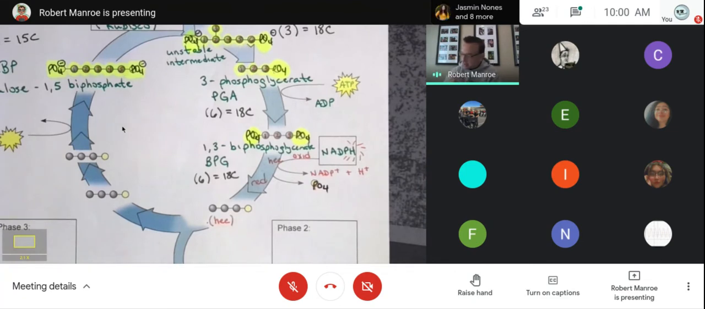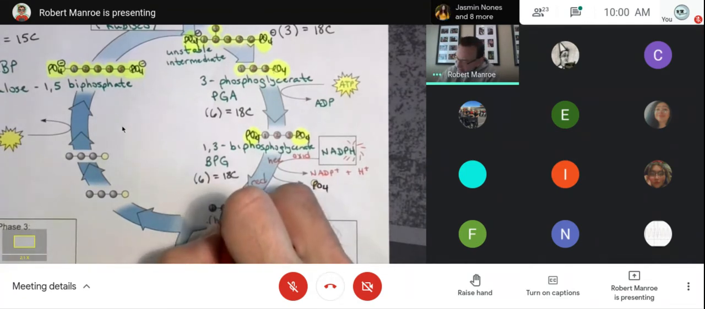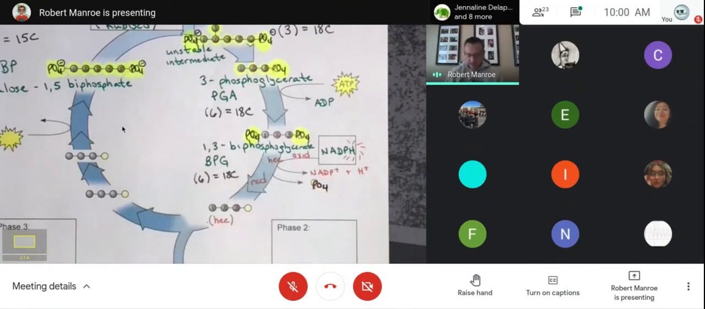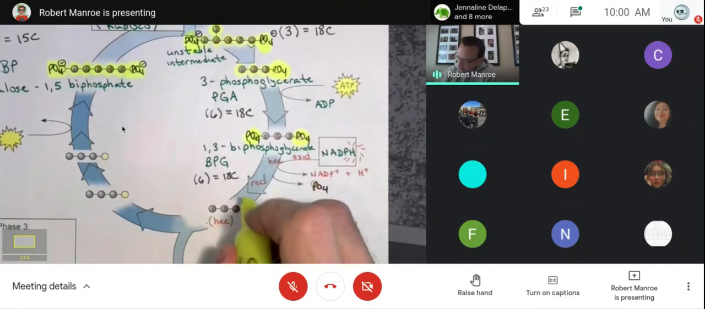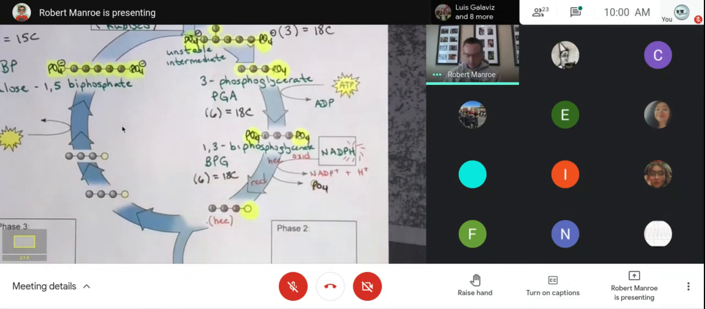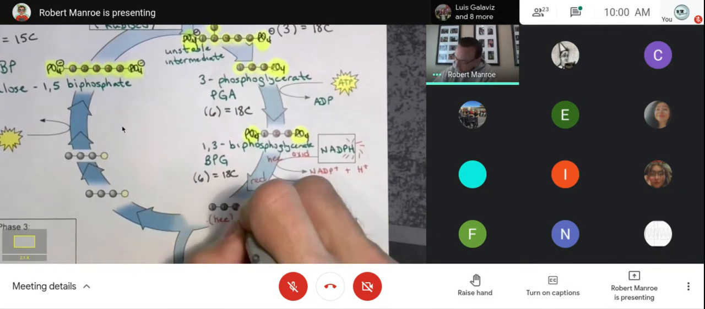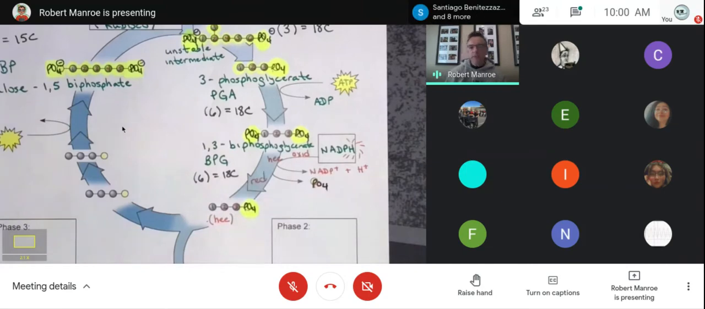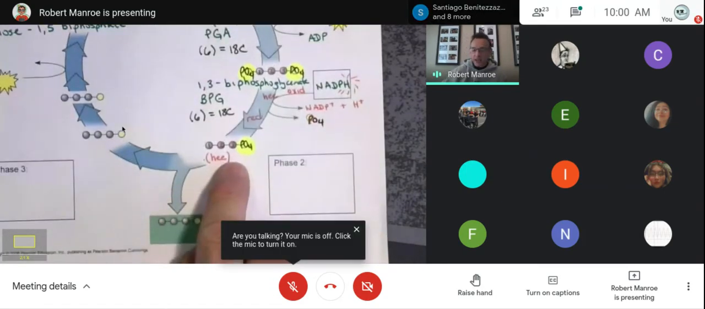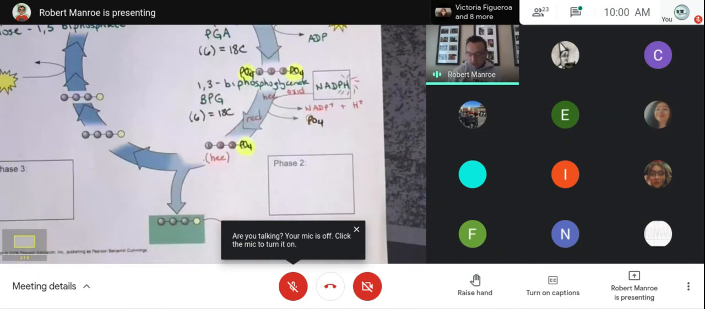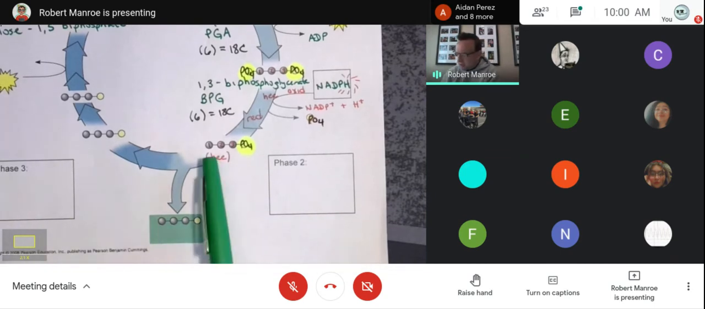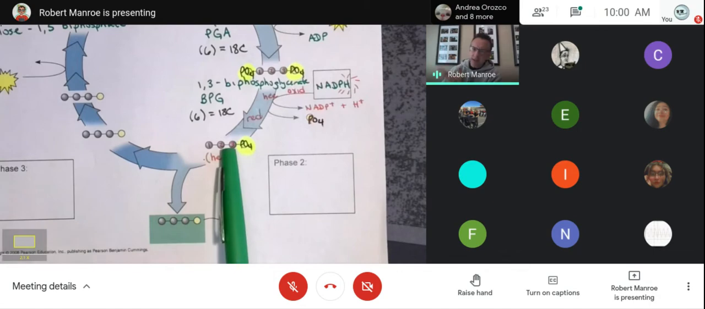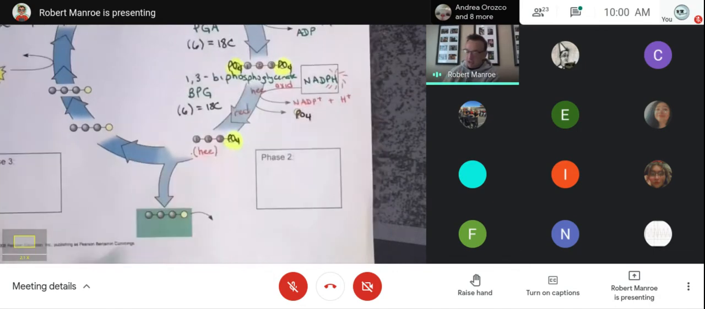It still has 3 carbons. It still has the phosphate on the end. Right? The difference here is this has high energy electrons. Okay? This compound is called glyceraldehyde 3-phosphate. Why is it called glyceraldehyde 3-phosphate? Because this 3-carbon compound is a glyceraldehyde, and then the phosphate is on the 3rd carbon.